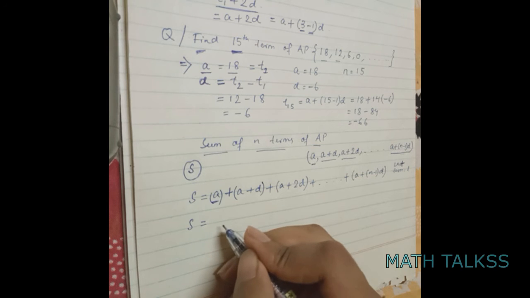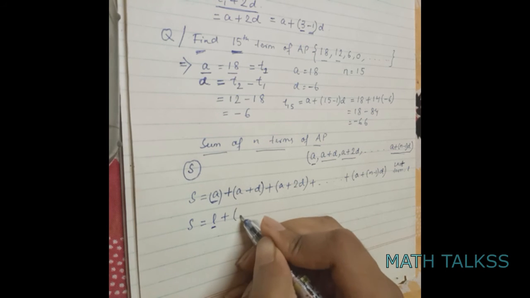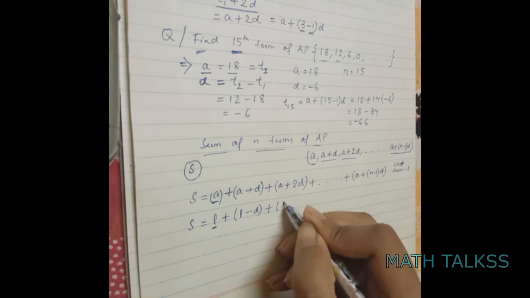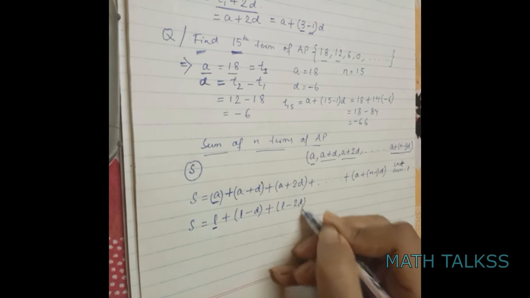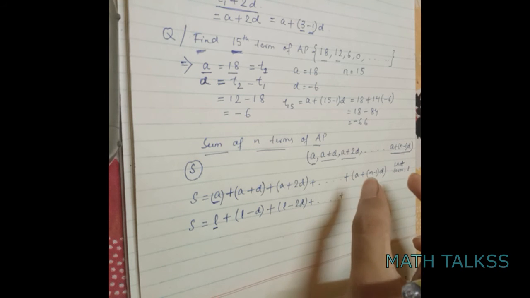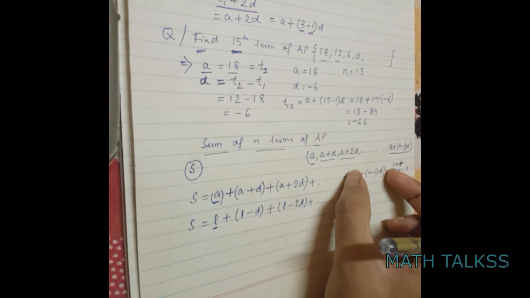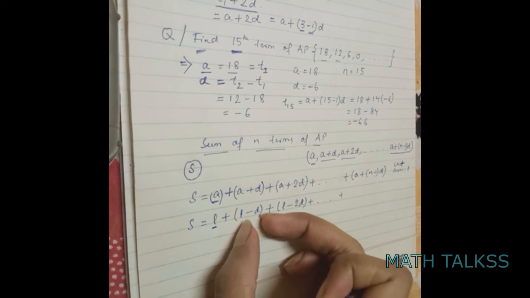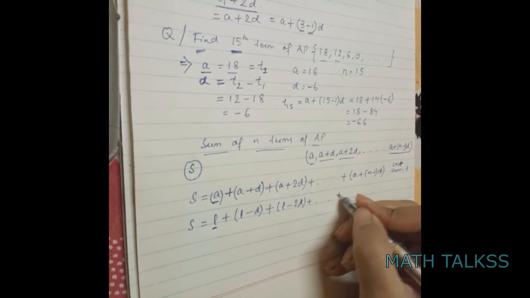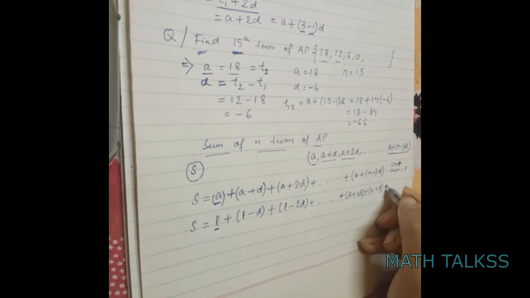S is equal to L plus (L minus d), which is the term just preceding the last term, then plus (L minus 2d), and so on. We started from the last term, so now we are moving forward to the first term, so we get up to a plus 2d, then a plus d, then a.